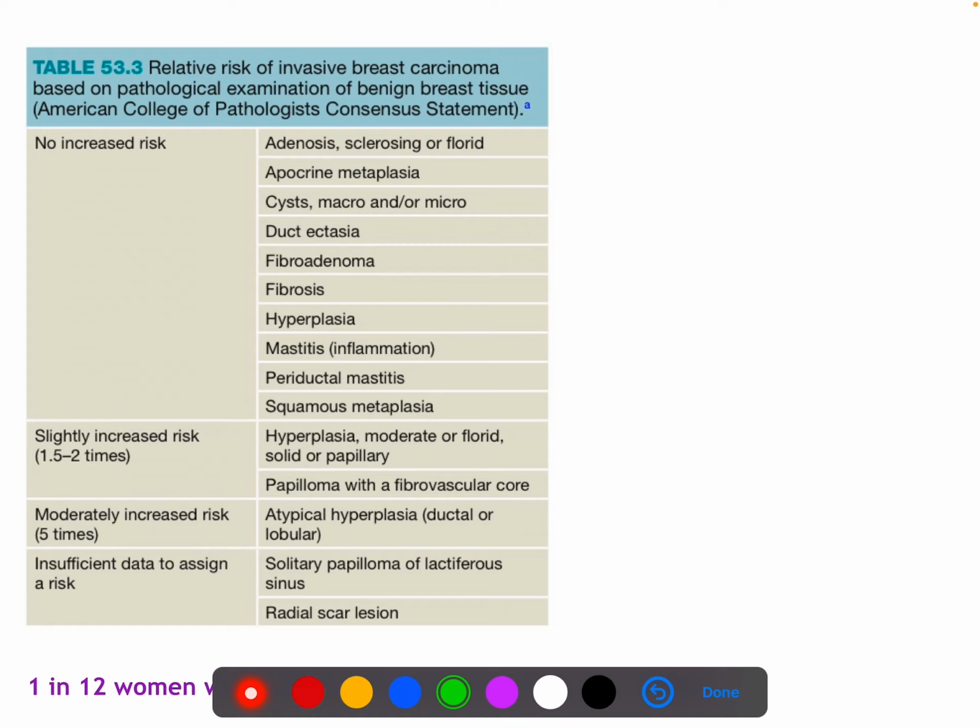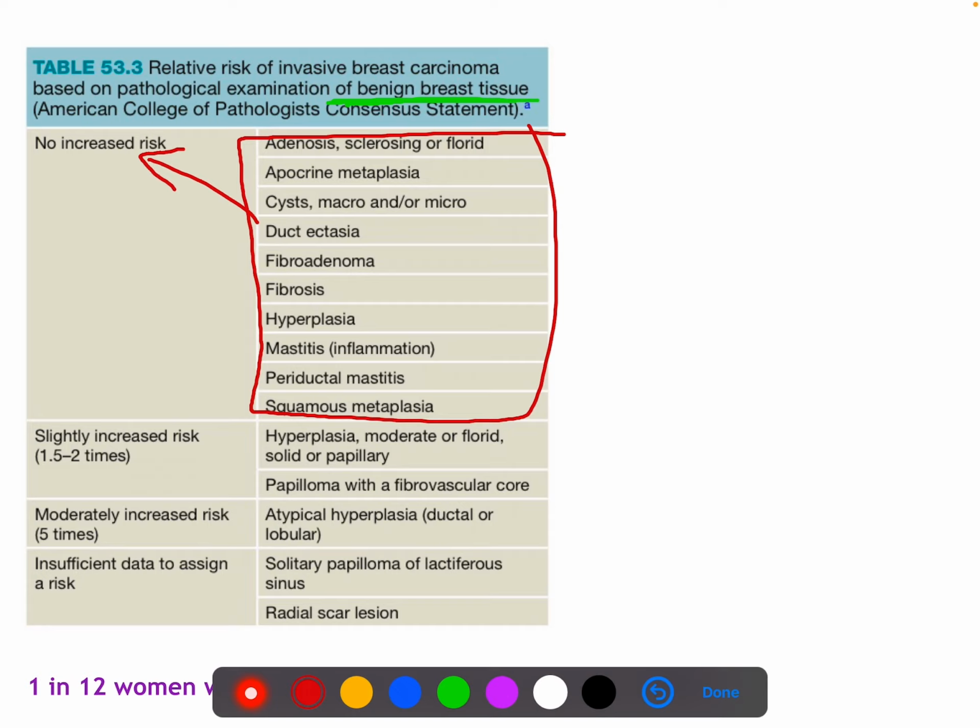بهذا السلايد راح نتكلم عن ال relative risk of invasive breast cancer based on pathological examination of benign breast tissue. يعني عندنا female عندها breast pathology سوينا لها excision وطلع الهيستوباثولوجي benign. ايش قد ال relative risk of invasive breast cancer in benign breast pathology؟ يقسموها إلى no increased risk إذا كان الهيستوباثولوجي ريبورت مالته adenosis أو apocrine metaplasia أو cyst ductectasia، fibrosis، hyperplasia، mastitis، periductal mastitis، squamous metaplasia. فإذا كان الريزلت جاني التقرير وحدة من هذني ف there is no increased risk. أطمن المريضة أقولها there is no increased risk of development of invasive breast cancer in the future.